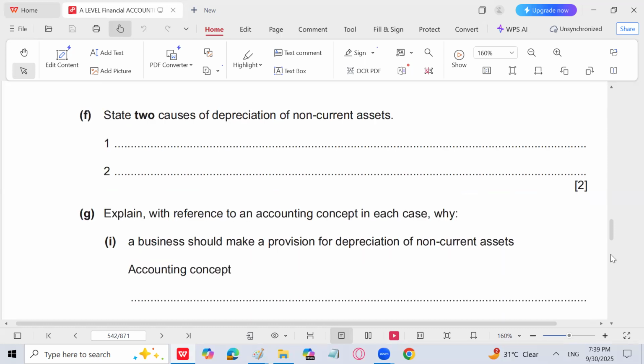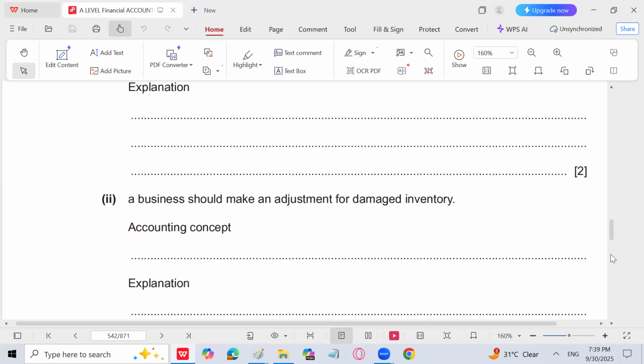State two causes of depreciation. That is physical deterioration, wear and tear, rust, erosion, passage of time. Explain with reference to an accounting concept in each case why a business should make a provision for depreciation of non-current assets. In order to apply the matching concept and the accrual concept, so that profit should not be overstated, as per the prudence concept, right? So these are the accounting concepts which will apply.